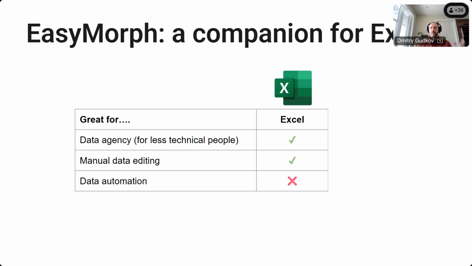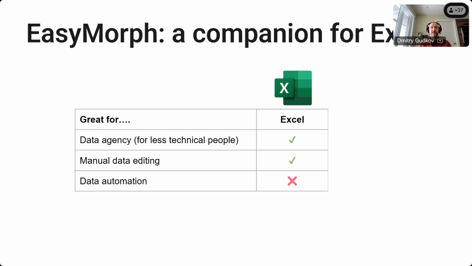And if you look at Excel, we know that Excel is great for what I call data agency. Data agency meaning that it's an application that less technical people can use to do calculations, to do transformation, to work with data as they need it on their own without asking for someone else. So they are self-sufficient in their ways of working with data. And this is what Excel is great for. This is what it's known for.